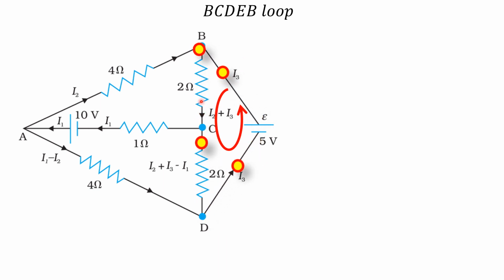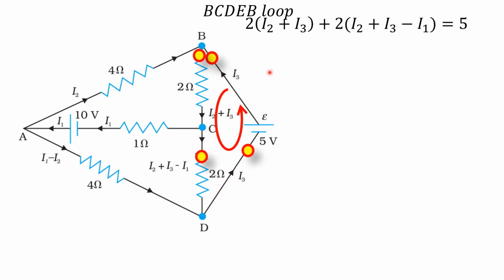So first, considering this resistor, the voltage is positive because this is the current direction and this is the loop direction. Both are in the same direction. So we give positive sign here. Here also the current direction and the loop direction are same. So we give positive sign for this resistor. So the equation is that the sum of these two voltages is equal to this battery value, that is 5.